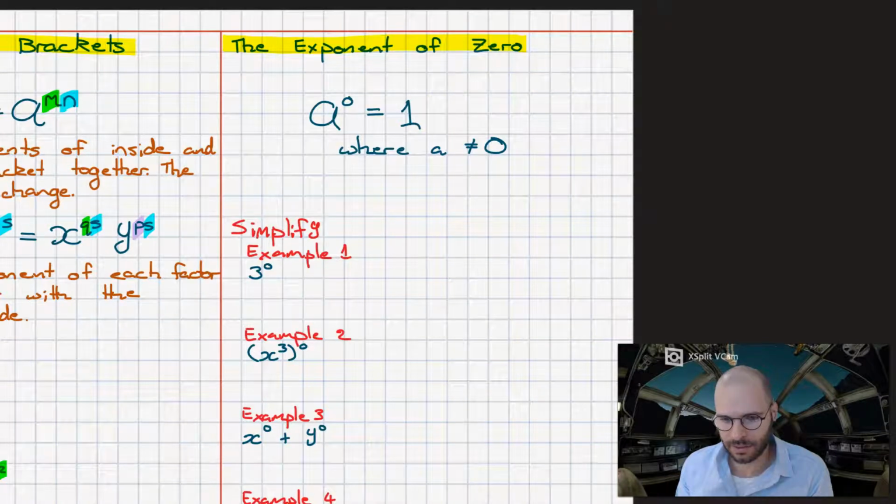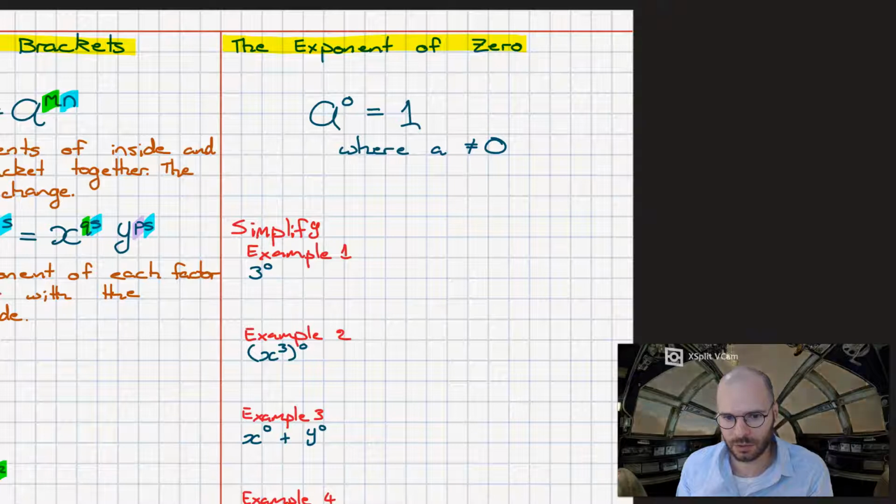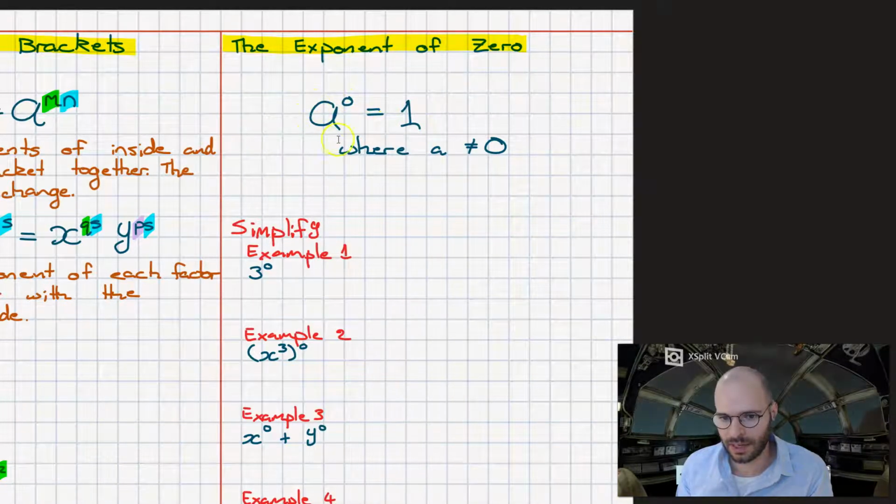Welcome back. In this video, we're going to have a look at how we can manage exponents equal to 0. Now, the rule that we have to manage this states that a to the power of 0 is equal to 1. Or in other words, anything to the power of 0 is simply equal to 1, with one exception being that the base here, a, cannot equal 0.